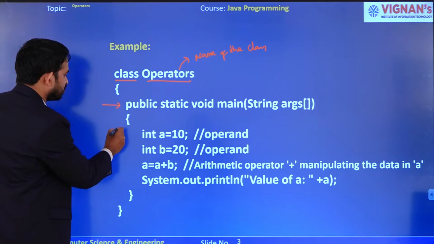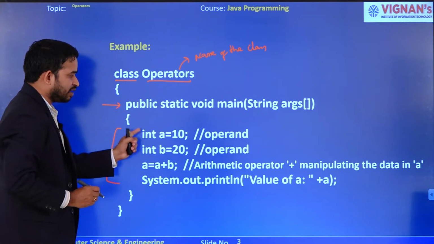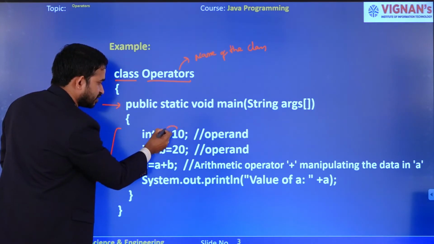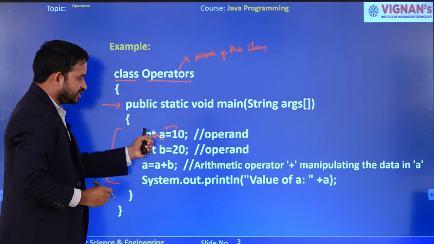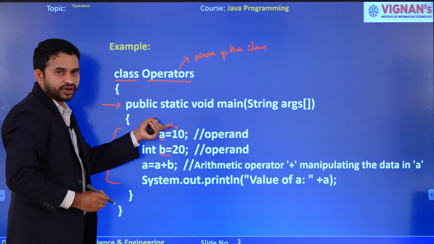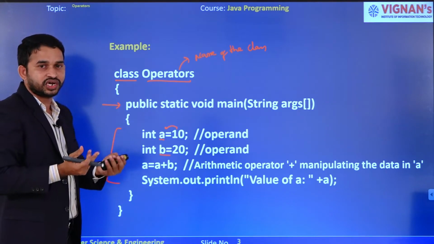What is the next statement here? Here we are performing these operations. First, I am declaring one operand, that is A, value is 10. Okay, A is 10. Next, I have declared B, 20. This is one more operand. I am performing an operation on two operands.